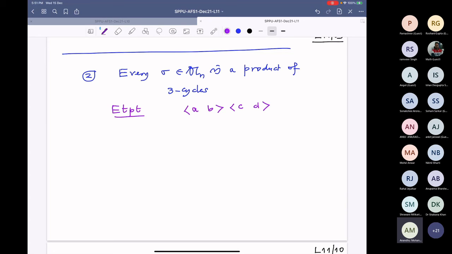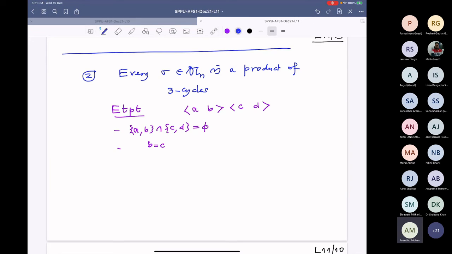Nitin was talking about this many times in many situations. Anyway, so I will consider 2 cases. Either A, B, C, D are different, that means they are disjoint, or only one element in common, so I will call B equal to C. I only have to consider these 2 cases.